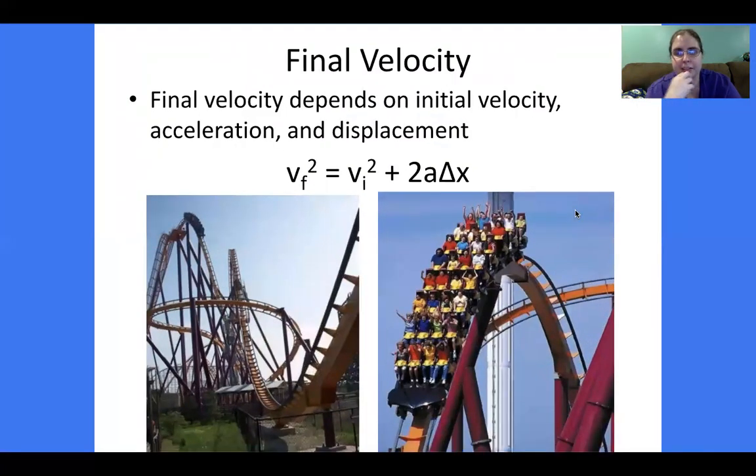All right, final velocity. It depends on the initial velocity, the acceleration, and displacement. We have this equation for final velocity where final velocity squared equals the initial velocity squared plus 2 times the acceleration times the change in displacement. Change in position, which is displacement.